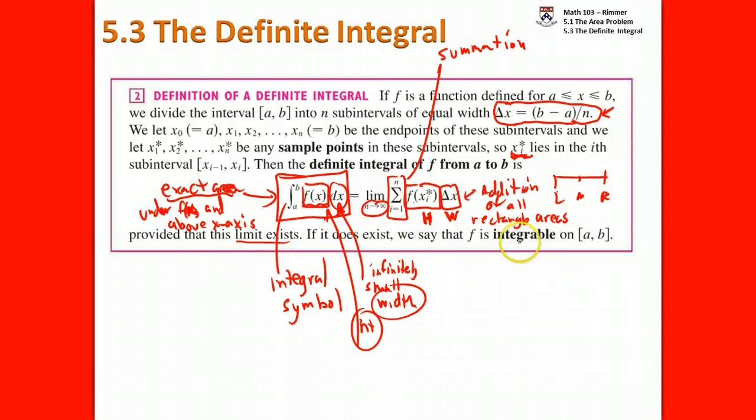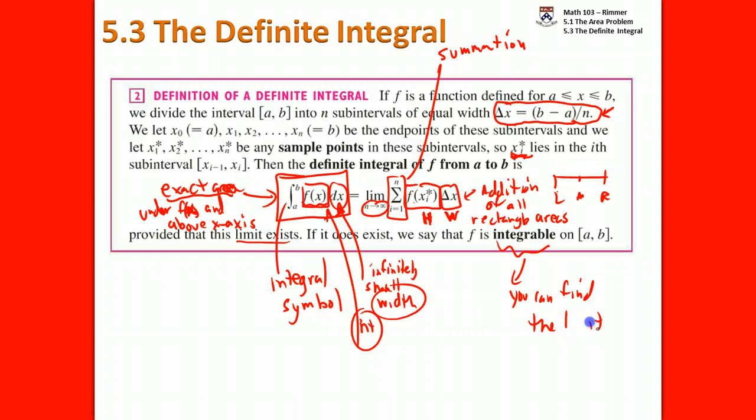If it does exist, the name of what we call the function is integrable. Like we had, if you could take the derivative, it's differentiable. If you can take the integral, it's called integrable. Okay. You can find the limit.